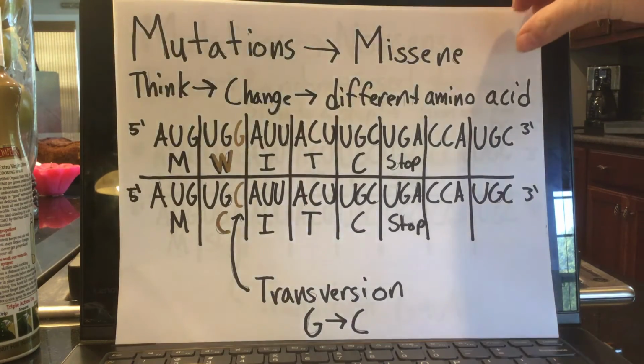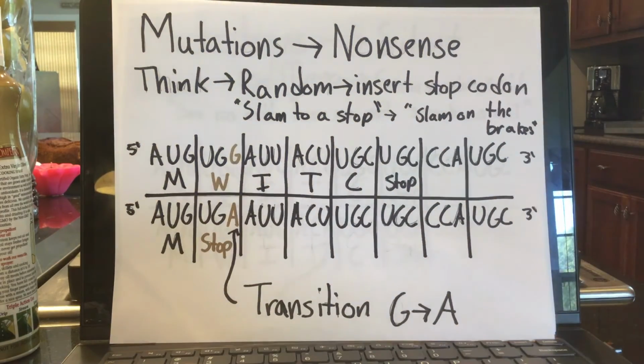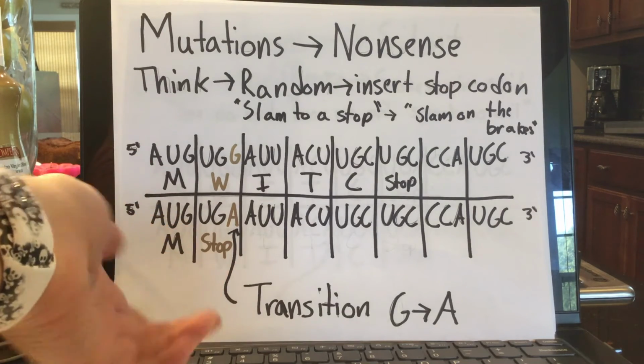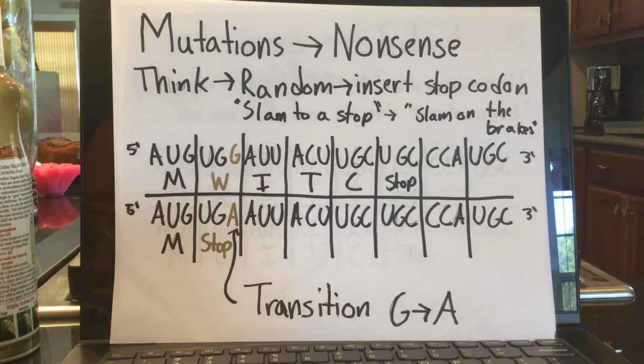So then the next mutation we will look at is a nonsense mutation. And so I sort of think of it as a random mutation or a slam to stop, or slam on the brakes. And so as you can see, first off we have a transition, which is a pyrimidine, I believe, to a purine, or vice versa. And in this case, it's a G to A, and instead of coding for W, it is coding for stop.